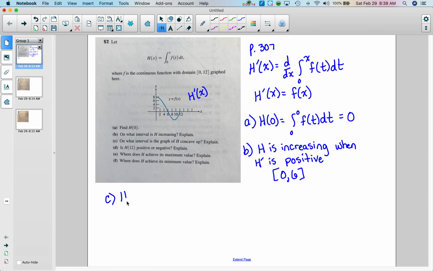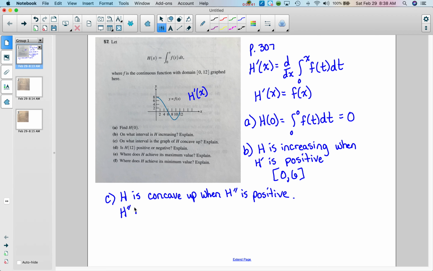Well, h is concave up. Remember, for concavity, we look at the second derivative: when h double prime is positive. Okay, well, we don't have the graph of h double prime. We don't know the function. We only have the graph of h prime. Well, think about the relationship between those.